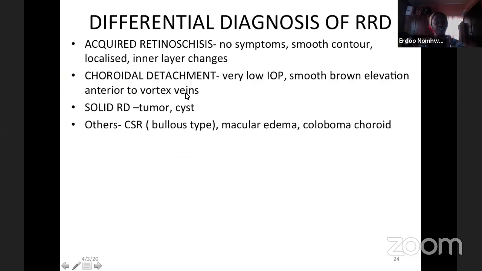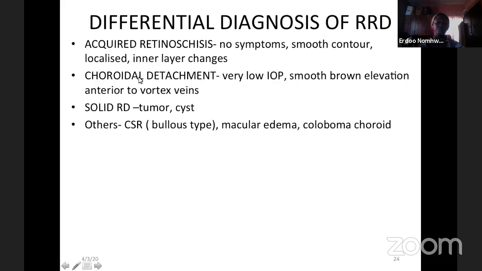Then some differential diagnosis of rhegmatogenous actually would be acquired retinoschisis, in which they present with splitting in the inner limiting membrane. Usually there are no symptoms. The contour of the detachment is smooth and it occurs in the inner layers of the retina.